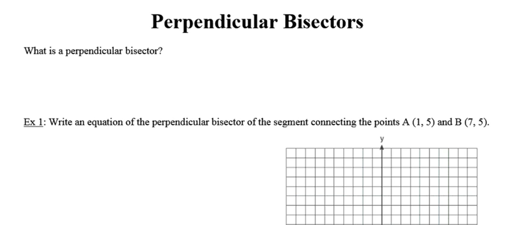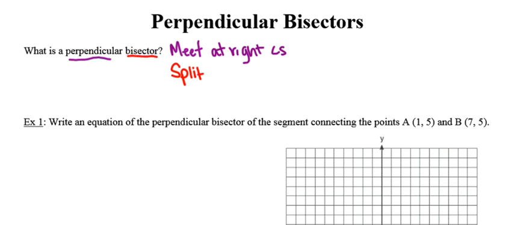So first things first, we want to talk a little bit about what a perpendicular bisector is. And the word perpendicular tells us that these two segments are going to meet at right angles. The word bisector tells us it's going to split in two equal or congruent parts.